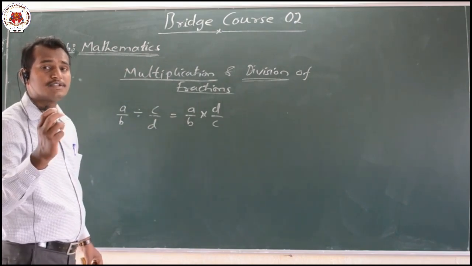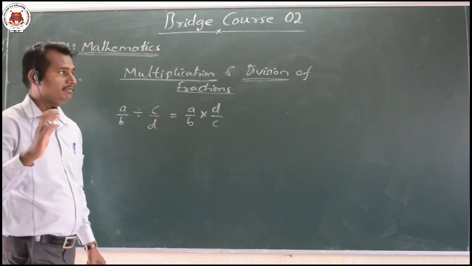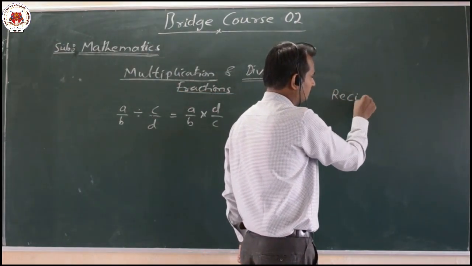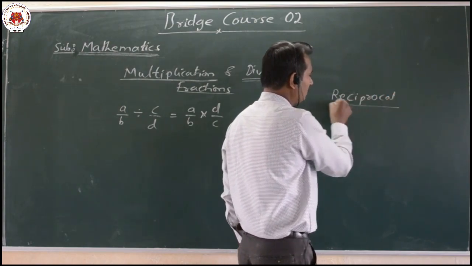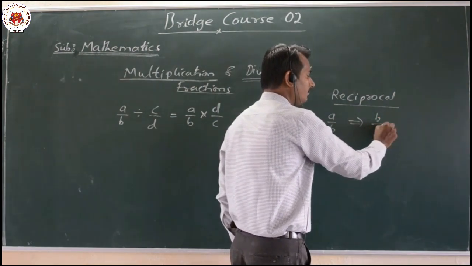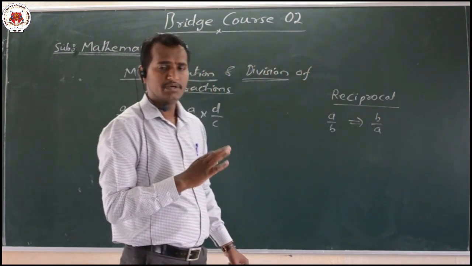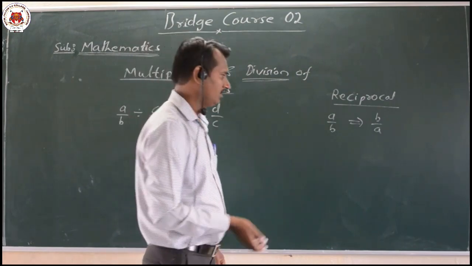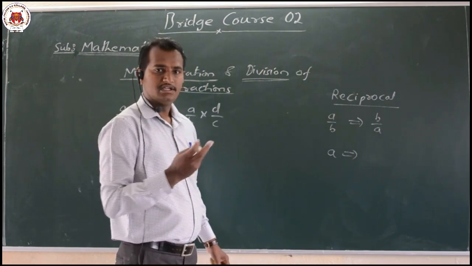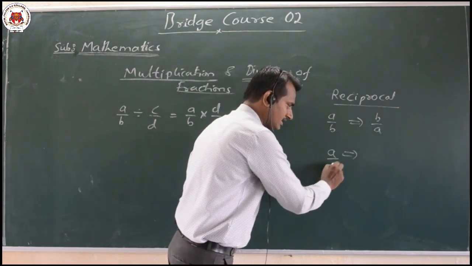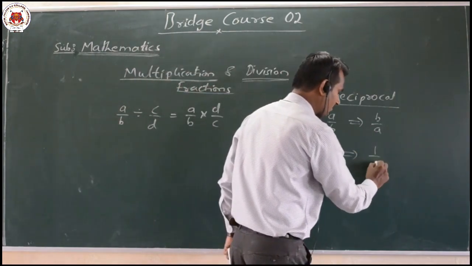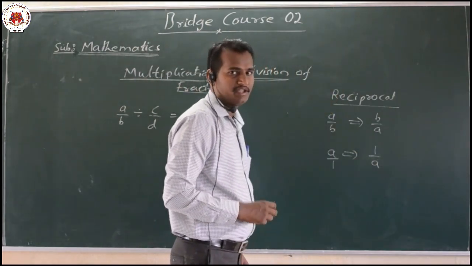Now the term reciprocal comes. What do you mean by this reciprocal? For example, reciprocal of a by b is equal to what? b by a. Changing it: numerator to denominator and denominator to numerator. Even so, we can take the reciprocal of a here. If nothing is there at the denominator, the denominator will always be 1. Just I will interchange, the reciprocal will be 1 by a, and so on.